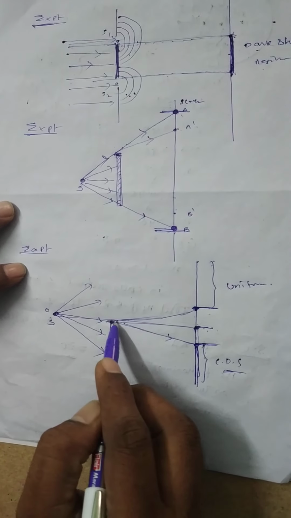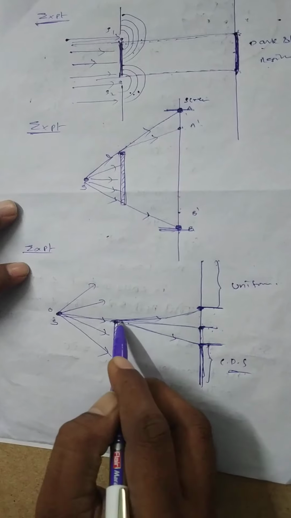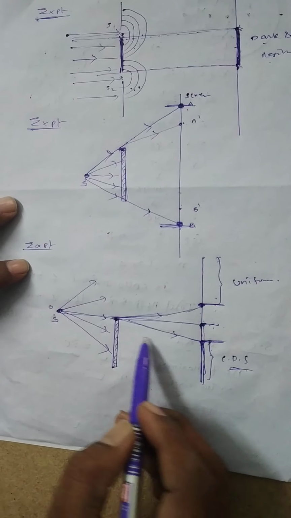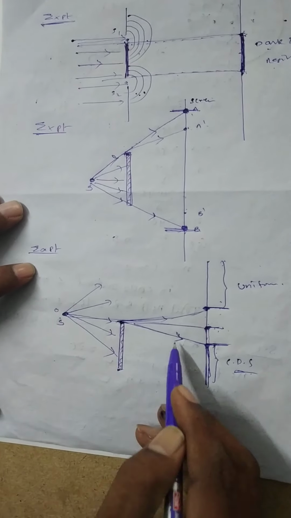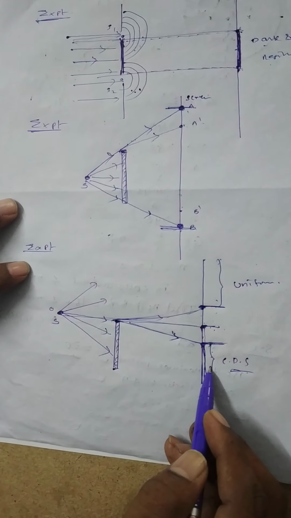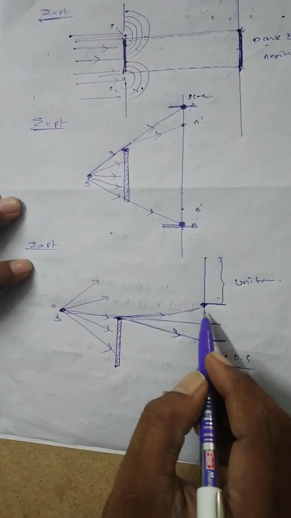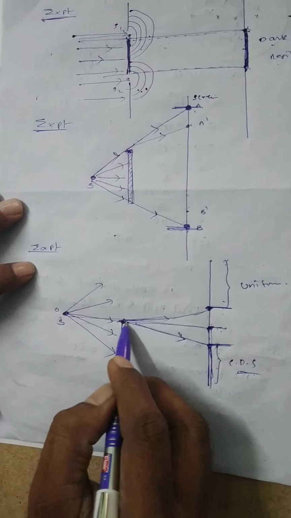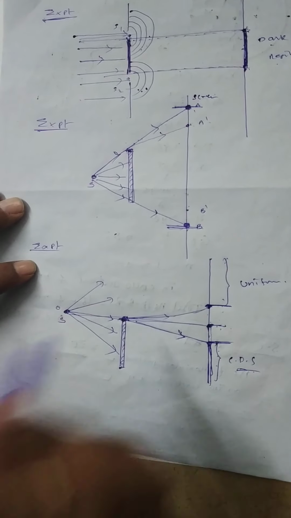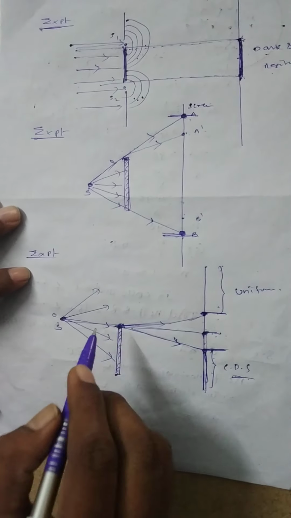Here also the light is bending and also encroaches within the illuminated region. Here the light encroaches within the geometrical shadow. That's why this light encroaches, meaning compulsorily there should be a bending of light at the sharp edges of the obstacle. That property of light is called diffraction.